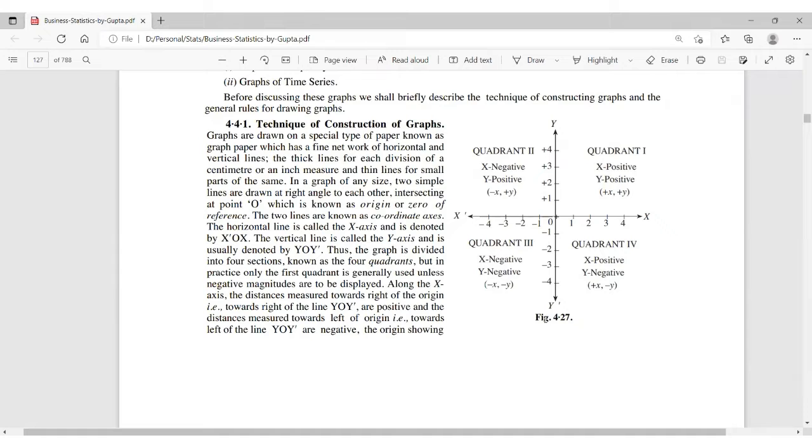So left side negative, right side positive. Right side positive in the first quadrant.